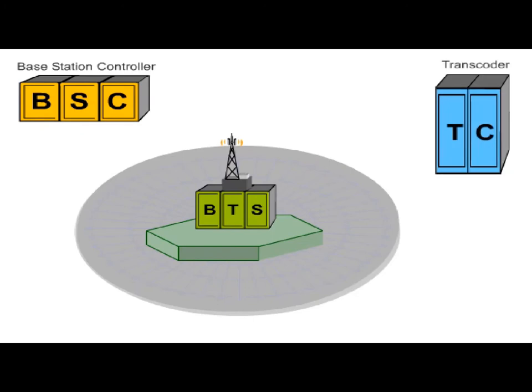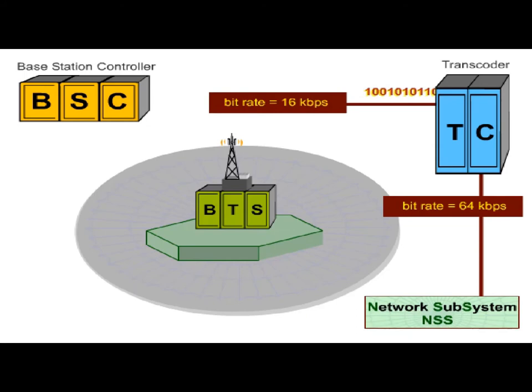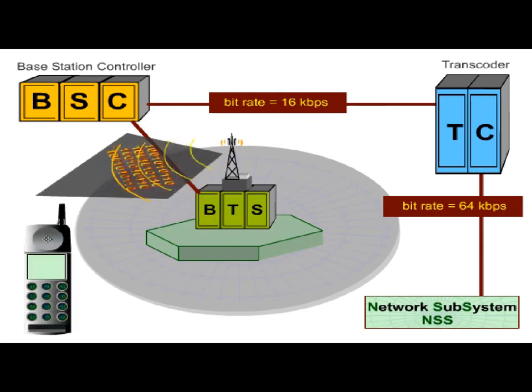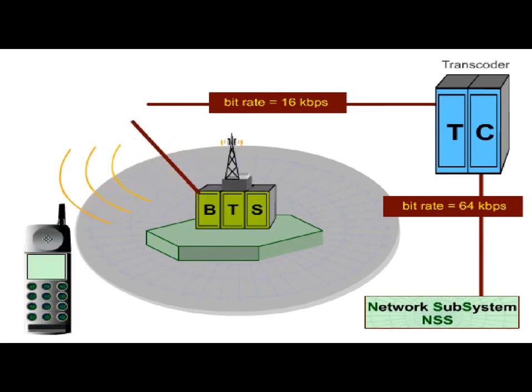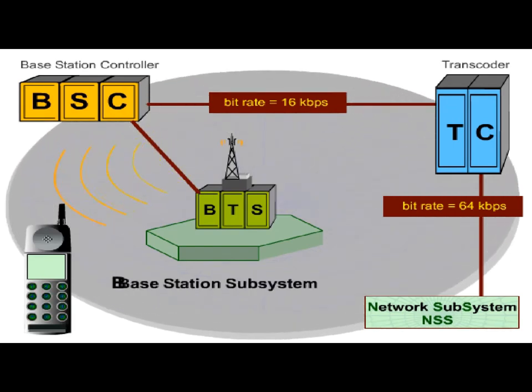The transcoder is the third element in the BSS and is needed to convert 64 kilobits per second original speech into a 16 kilobits per second signal of speech description parameters to ensure a spectrum-efficient modulation on the air interface. BTS, BSC and TC together form the base station subsystem, BSS.